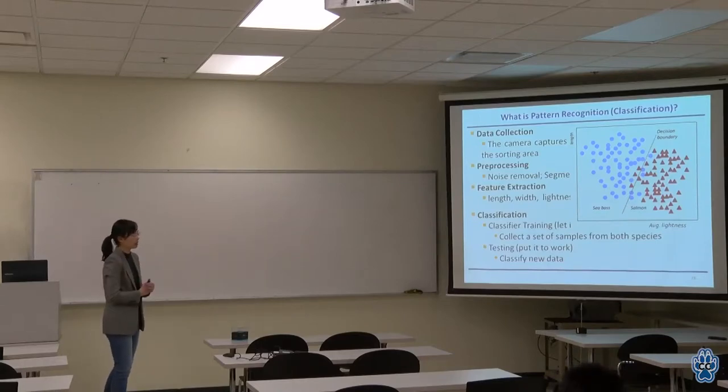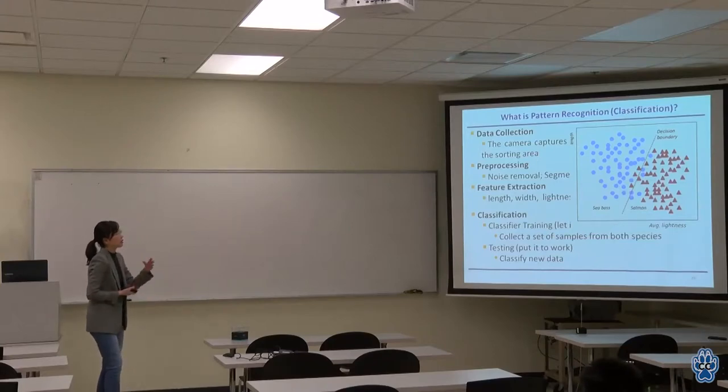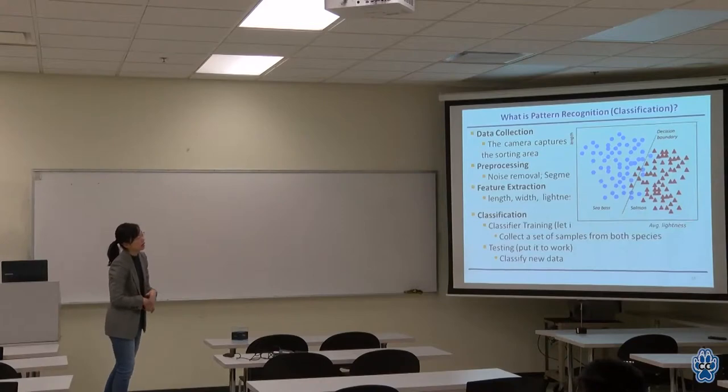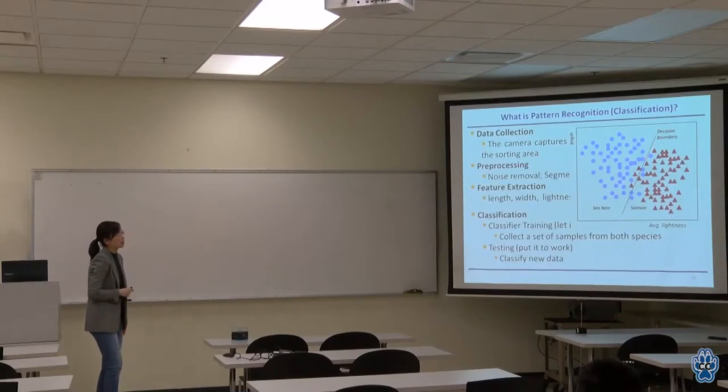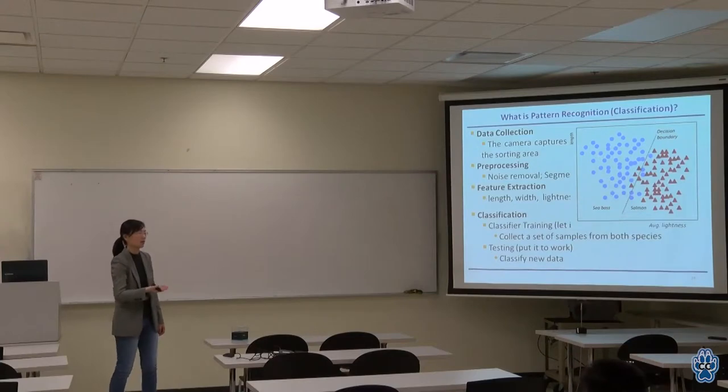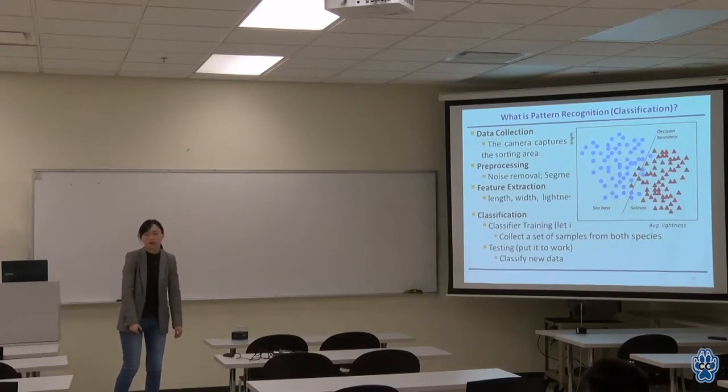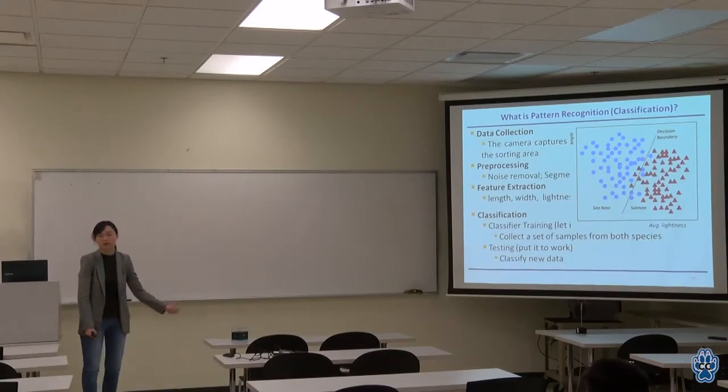So now the model is already created. Now for any incoming data, we can just, based on this decision boundary, if this new data, based on its length and average lightness of scale, is on the left side of the decision boundary, then the system is going to decide this is a sea bass, okay? If it is on the right side, the system is going to predict it is a salmon. So of course it could be wrong.